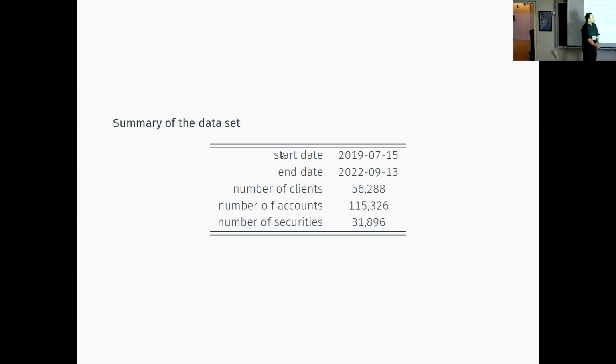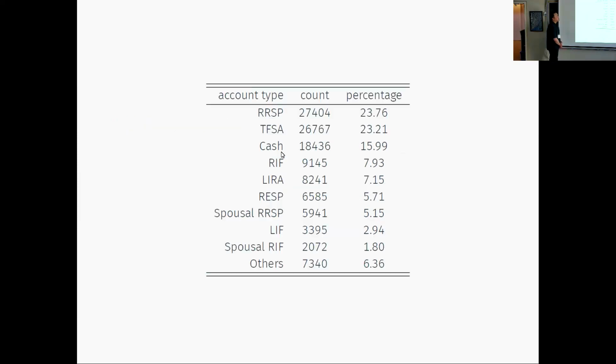So in total, we have 56,000 clients, and we have 115,000 accounts. On average, each client has 2 or 3 accounts. And in total, we have 31,000 securities in the data set. And here's a breakdown of the account type. The majority of the accounts are RRSP accounts or TFSA accounts. These are tax-advantaged investment accounts. We also have non-registered accounts like cash. Well, it's called cash, and also we have some retirement funds like RRIF.